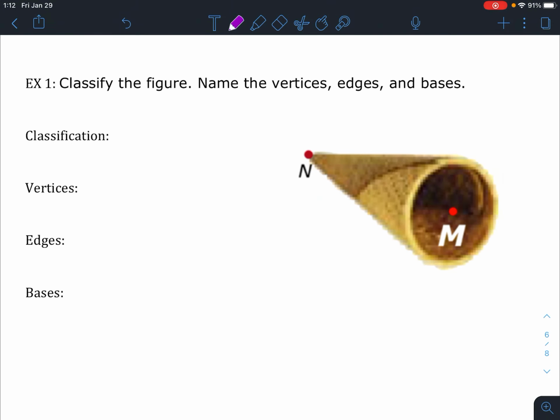Here's another one. This one's a cone. This one only has one vertex, and that is vertex N. M is not a vertex. M is the center of that circle. There are no edges in a cone. And then finally, bases. There's only one base to a cone. It's a circle, so we call it circle M.